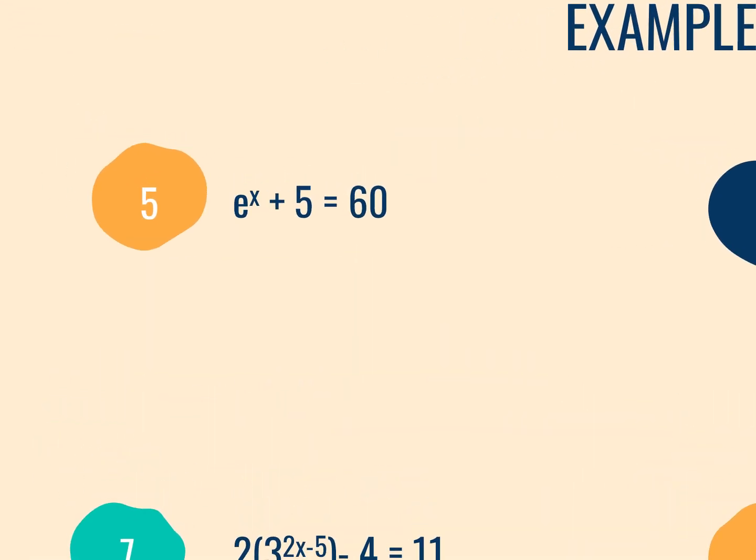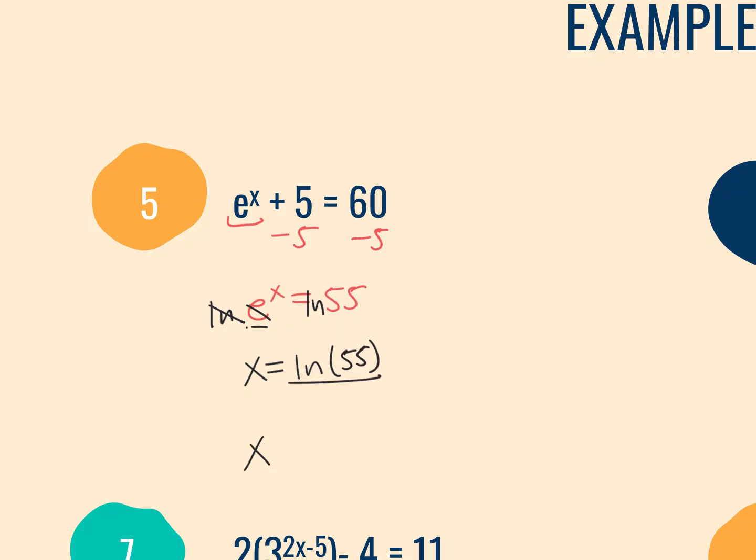What I'm going to do is I'm going to get whatever has the exponent by itself. So in this case, I'm going to get e to the x by itself. So I'm going to subtract 5. And so I get e to the x equals 55. And then to get rid of an e, I'm going to take the natural log of both sides, right? Just because ln and e cancel out. So I get x equals ln of 55, right? And that's our exact answer.